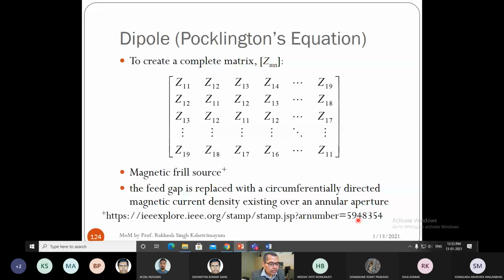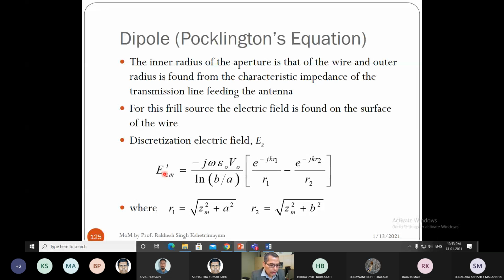But for us, we just need to know what is Ez. Ez for magnetic field source excitation is this. This is basically the electric field. You can find it from the electric field of a coaxial cable line. So the coaxial cable line will have an outer conductor and inner conductor. So you have R1 and R2, one for the inner conductor and this is for the outer conductor. This is the electric field, exponential minus jk r1 by r1 minus exponential minus jk r2 by r2. You can easily find it out. This looks like the electric field of a coaxial cable. A is the inner conductor, B is the outer conductor. From there you can find out what is Ez.